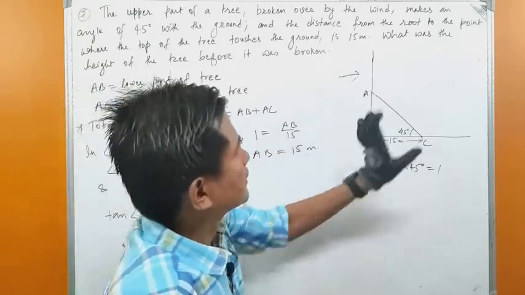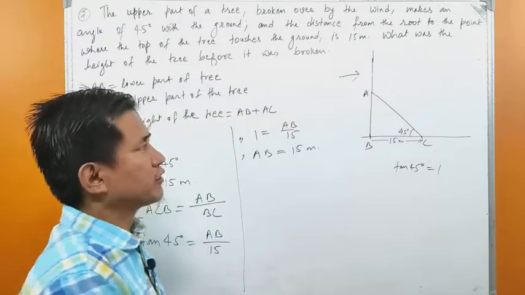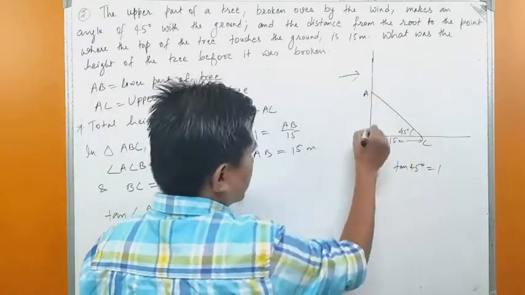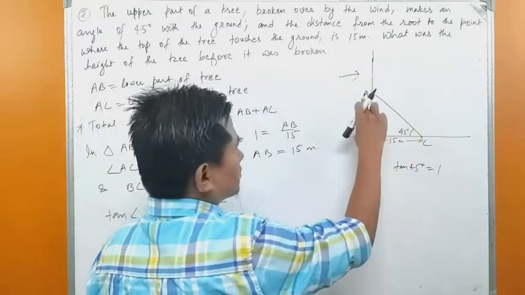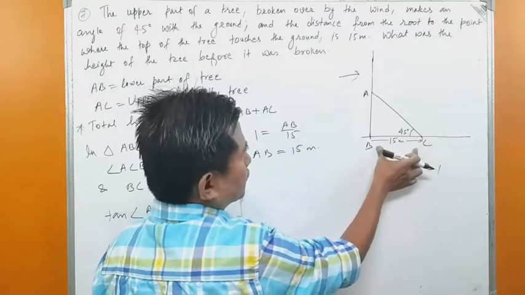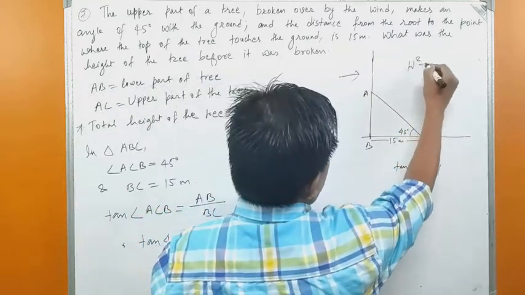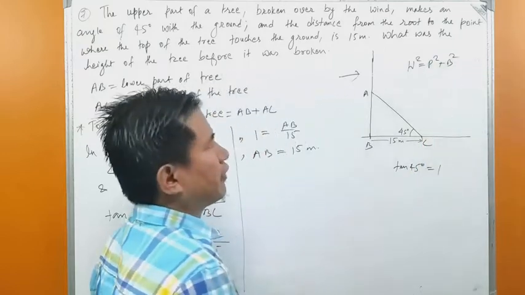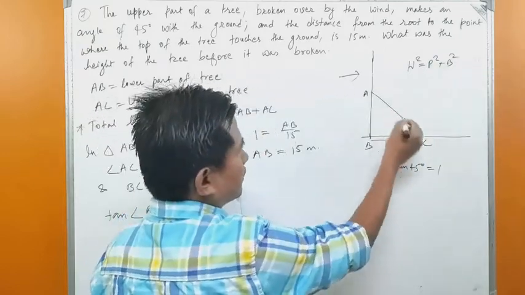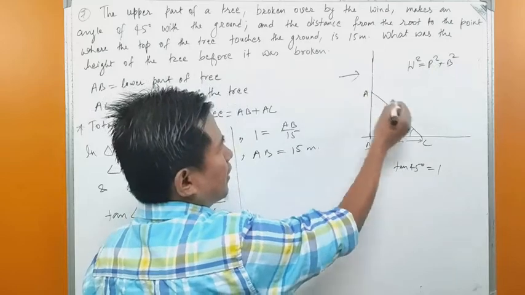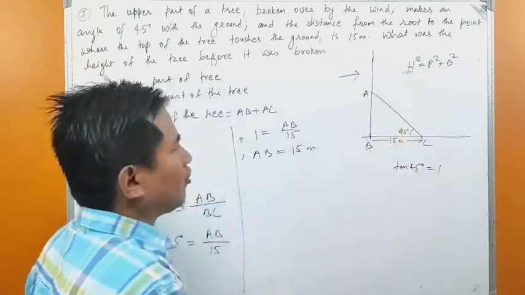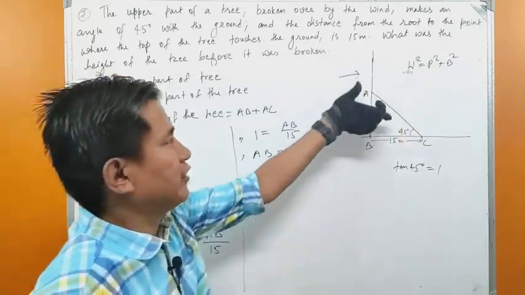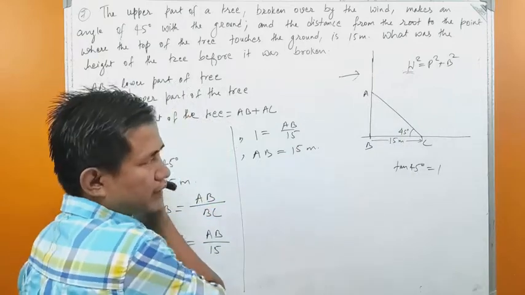Now let us find AC. You can apply Pythagoras theorem because perpendicular and base are known to us. Perpendicular is 15, base is 15. Since h square equals p square plus b square, you can apply this formula and find out the value of AC because AC is hypotenuse, isn't it? Or you can apply sin theta and find the value of AC. So let us apply sin theta.